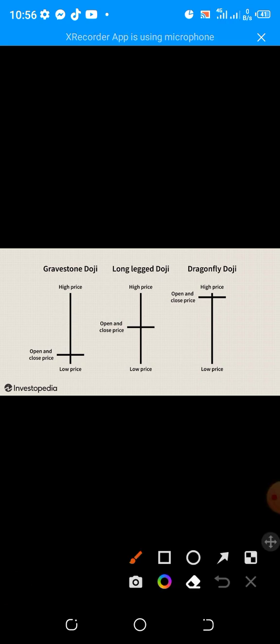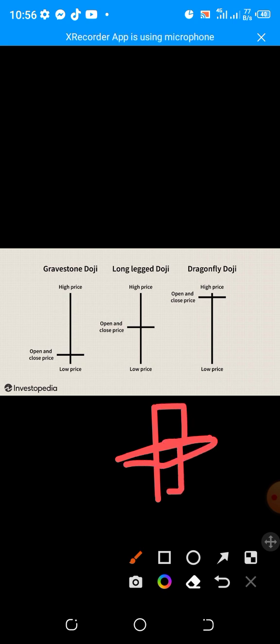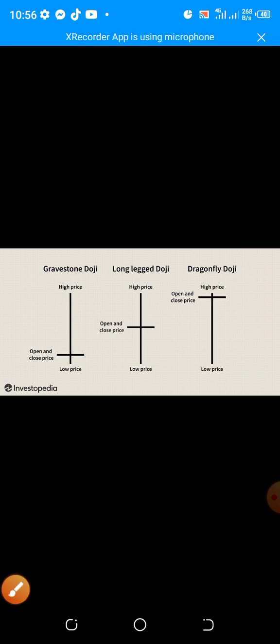A Doji is a candlestick that shows indecision in the market. Why? Because it has no body, or if it has, it is very, very small. It's not recognized. We call them crosses like this because they have no body like any usual candle. It is just a cross, so that is why it is called an indecision candle.